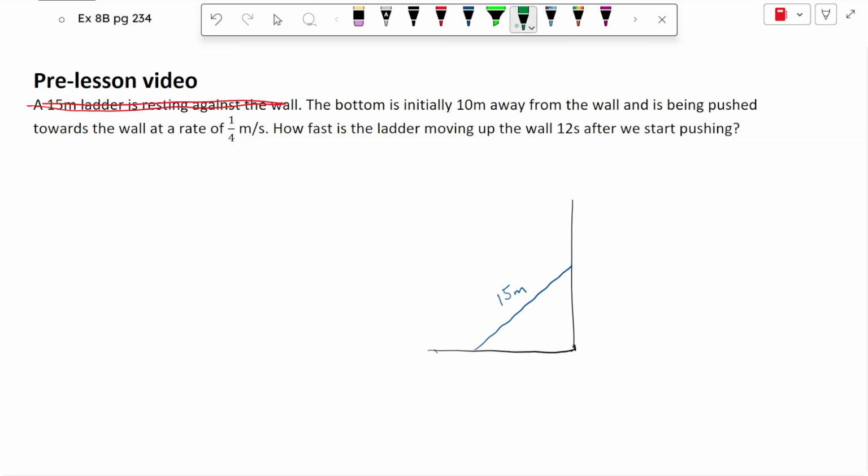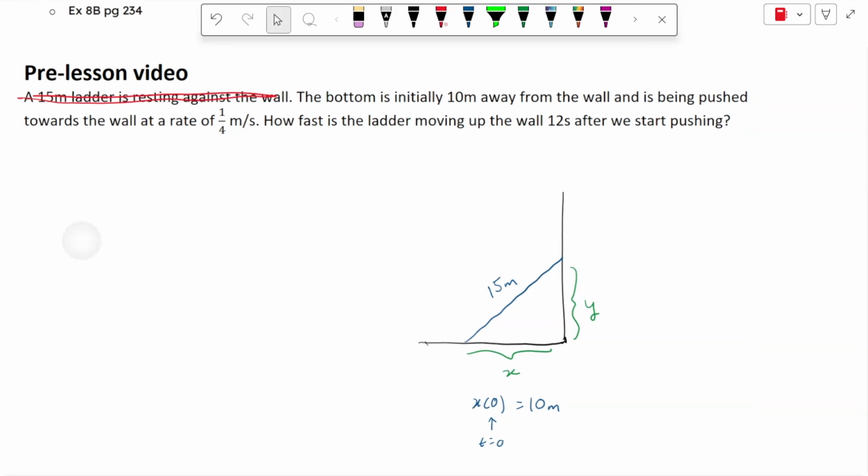So I'm going to call this length here X, and I'm going to call this length here Y, understandably width and height. And essentially, I've got that X at a time of t equals 0 is 10 meters away from the wall. So it's not always 10 meters away because this ladder is moving, but it starts 10 meters away. Now that I've used up that information, I'm actually going to cross it out.